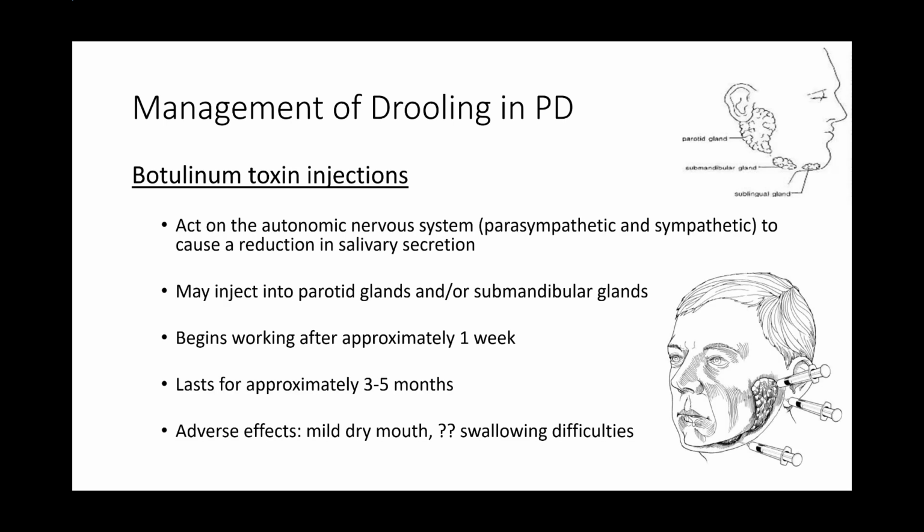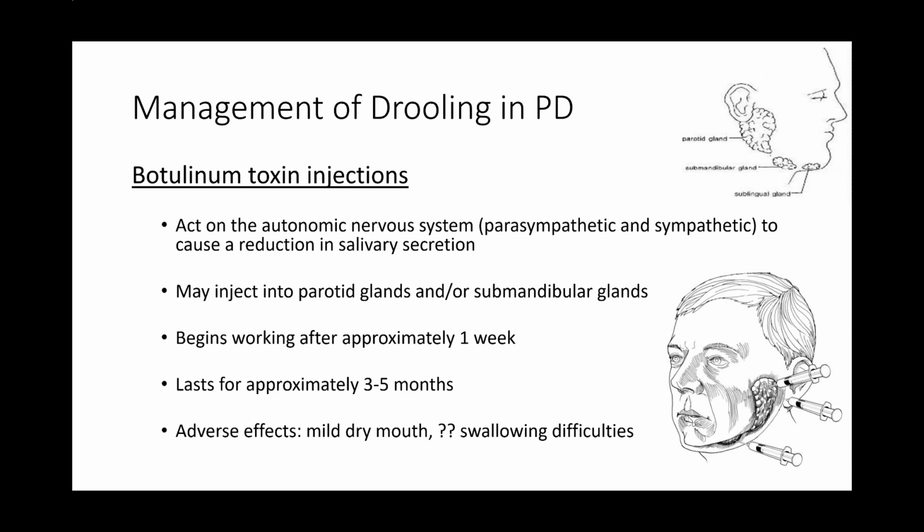One thing that people may be aware of is the use of botulinum toxin injections for drooling in Parkinson's. So there are 2 brands of botulinum toxin available in Canada. Most people are familiar with Botox, but there's also another brand called Xeomin. And Xeomin does have some early studies saying that they are as effective as Botox in helping with drooling.